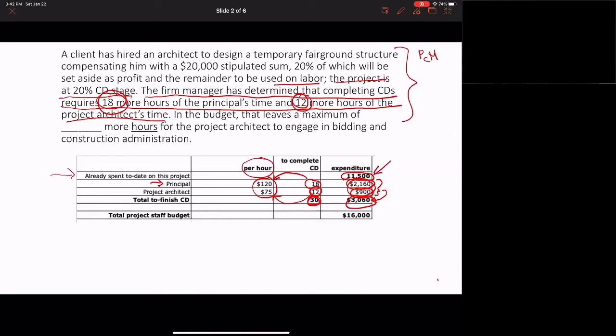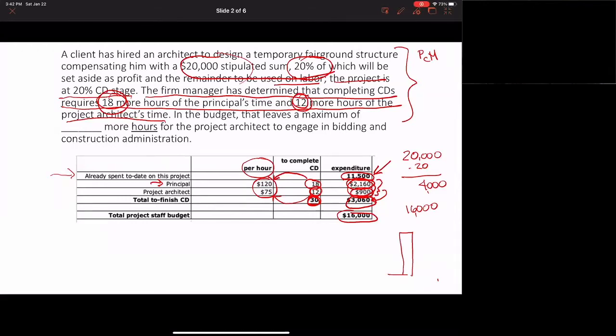Well, let's start. Our total project staff budget, well, again, it told us that we're paid $20,000, but that 20% is going to be for profit. So $20,000 times 20% is equal to $4,000. So there's going to be $4,000 as profit, and so we have $16,000 left over to pay our staff, and that's given too. It's already kind of given. So we're starting with $16,000.